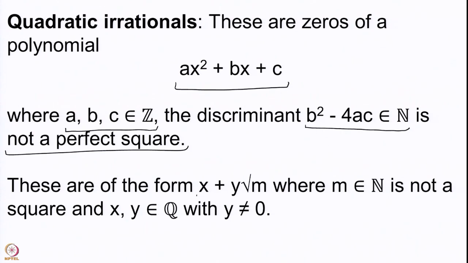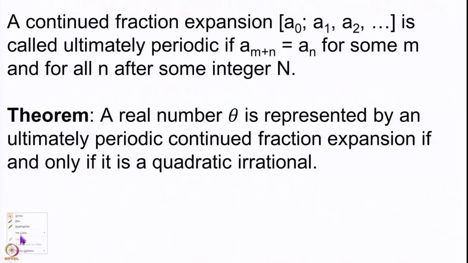We have also noted that all these numbers can be written in the form x plus y root m, where x and y are rationals but y is non-zero, because we are looking at the numbers which are not rational numbers. If y is 0, then any such number equals x, which will then be a rational number. So we are looking at all these types of numbers, and we proved that they are nothing but the ultimately periodic continued fractions, where ultimately periodic is defined in this slide.